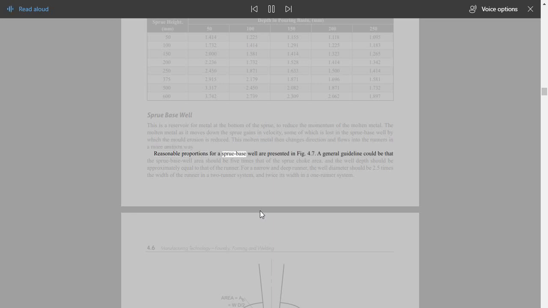Reasonable proportions for a sprue base well are presented in Fig. 4.7. A general guideline could be that the sprue base well area should be 5 times that of the sprue choke area, and the well depth should be approximately equal to that of the runner. For a narrow and deep runner, the well diameter should be 2.5 times the width of the runner in a 2-runner system, and twice its width in a 1-runner system.